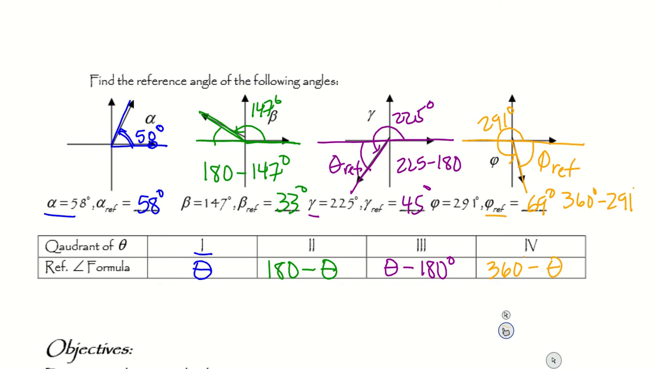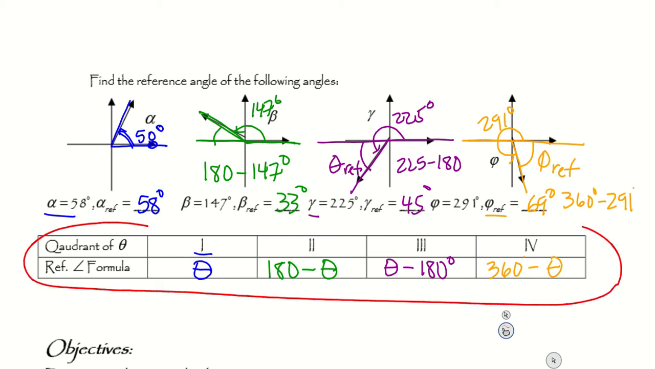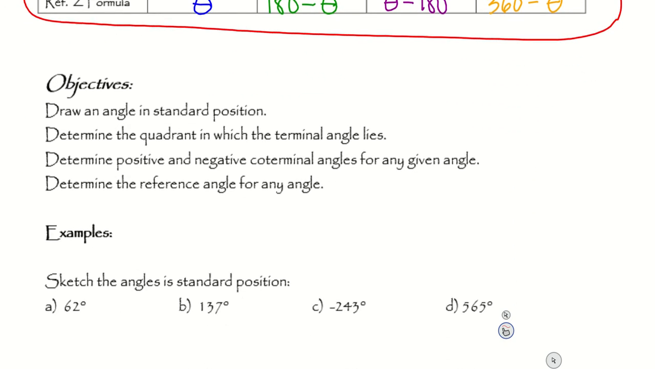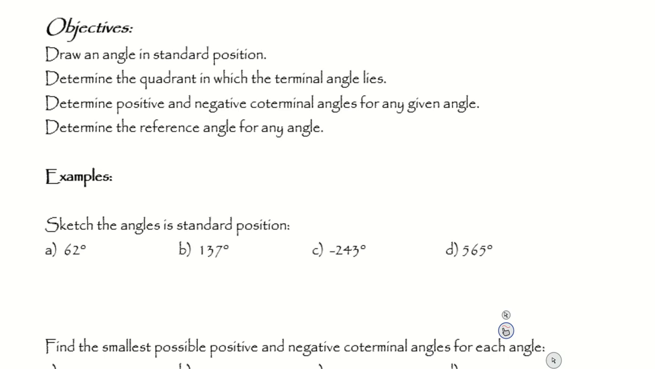Now, for you to find a reference angle, you can either memorize these 4 formulas for these situations, or you can just draw a picture and figure out what the angle would be from the picture. That's what I would do. So, putting things together, these are our objectives. We should be able to draw an angle in standard position, determine the quadrant in which the terminal side lies, determine positive and negative coterminal angles for any angle, and determine the reference angle for any angle.